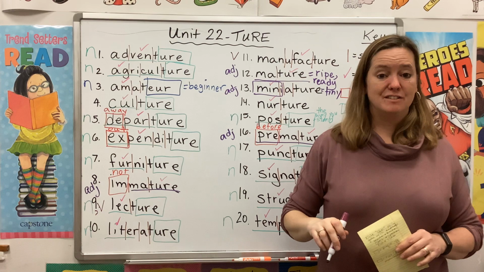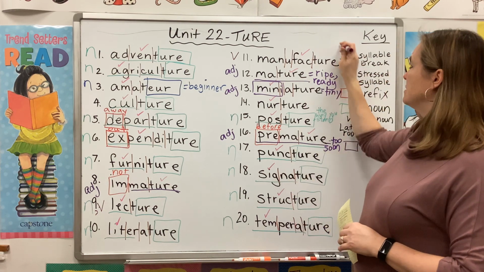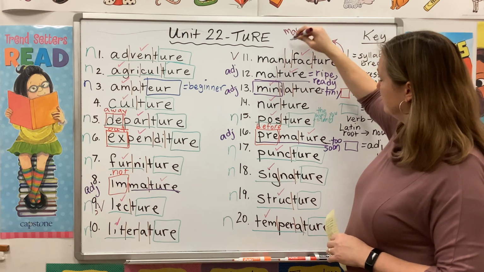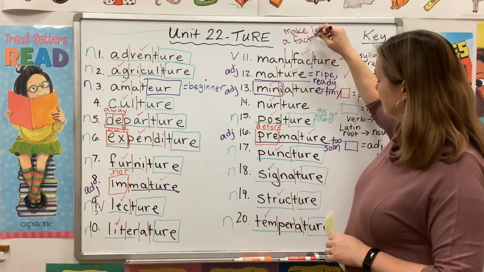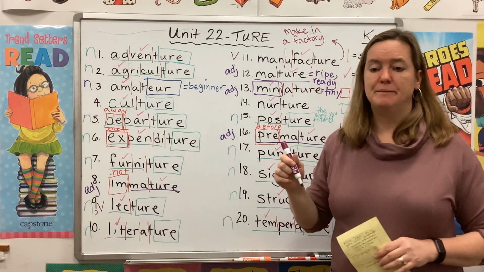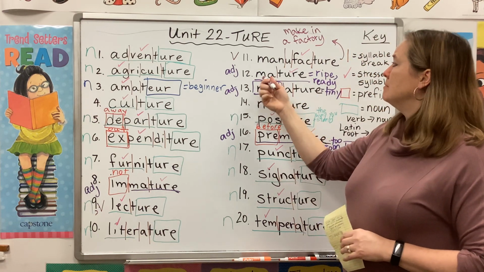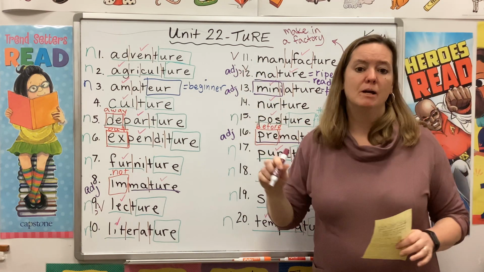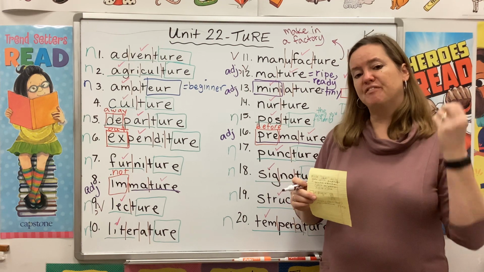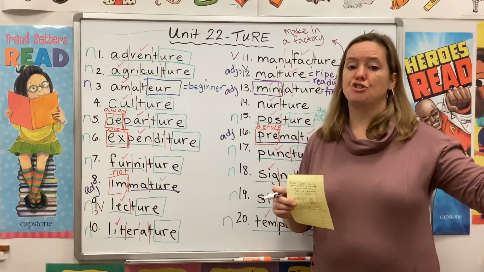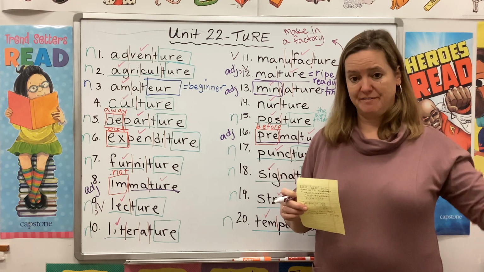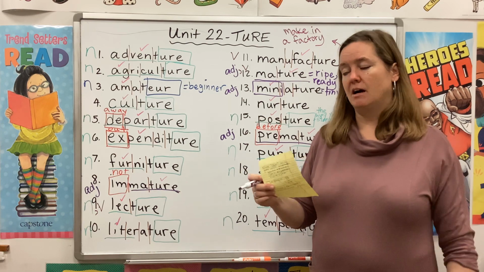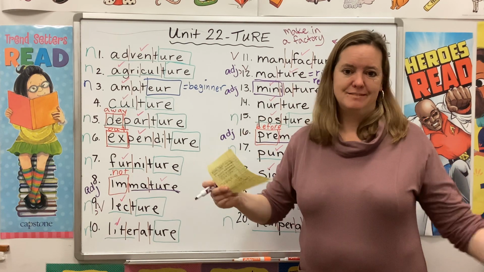Manufacture is a verb. When you manufacture stuff, you make stuff in a factory, okay? Mature is an adjective, but it can also be used as a verb, right? Instead of picking the fruit, we give it time to mature on the branch or mature on the vine. Kids mature, they grow at different rates.